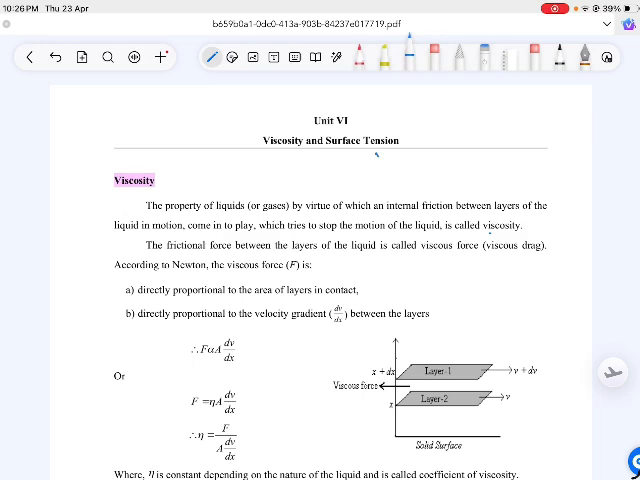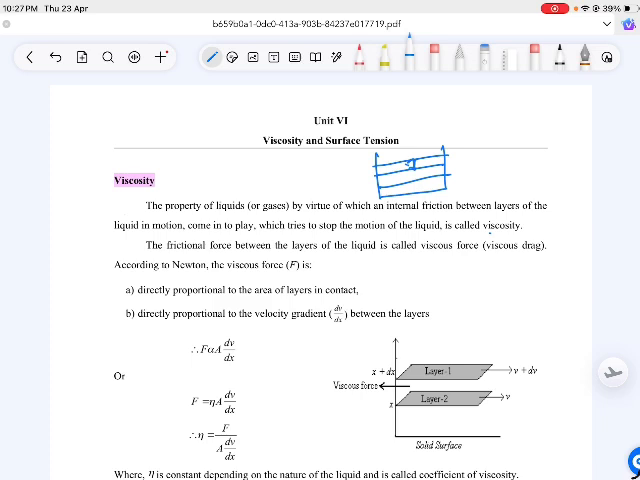Suppose we have taken a beaker in which a viscous liquid like glycerin or honey is taken, then there are layers of that viscous liquid. The internal friction between these layers, suppose these two layers which I have considered, the internal friction between the layers of liquid in motion that tries to stop the motion of liquid is called viscosity.